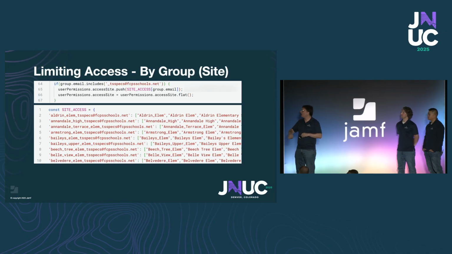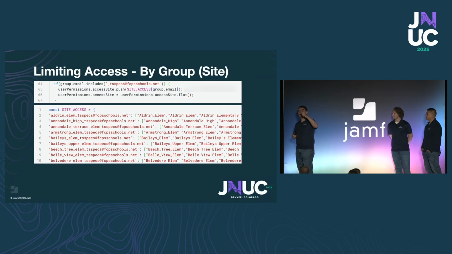So if I'm a member of the Aldrin LM T-specs group at fcpschools.net, which was already set up, then I start populating an array of strings that I have access to. In this case, I get Aldrin LM and Aldrin Elementary, because nothing's ever that simple. If I'm Annandale High, those are the things I get permission to. We'll access this array later in determining if a user can make changes to a device.